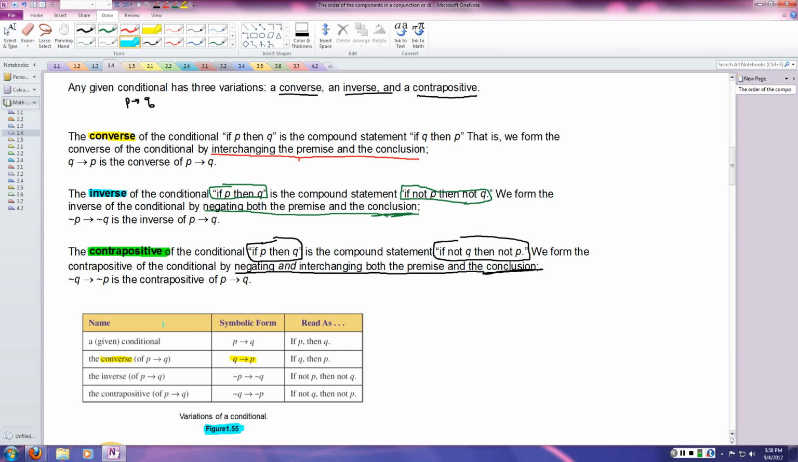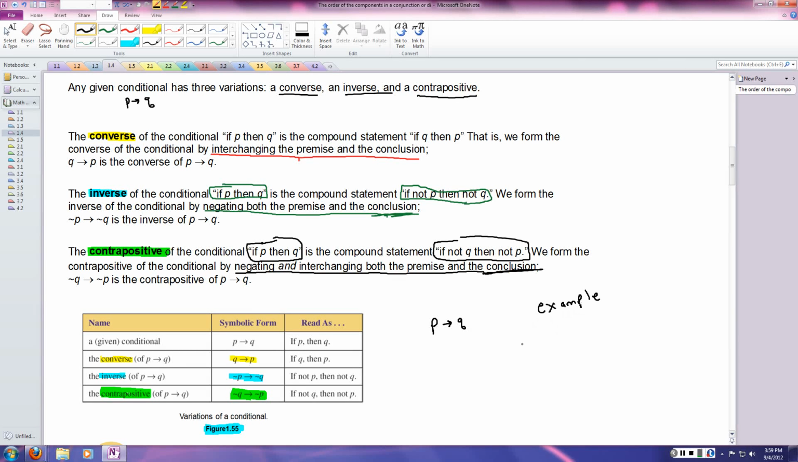The inverse of P implies Q is going to be negating the premise and negating the conclusion. And then the last thing, the contrapositive, both ways are acceptable. You flip and negate the premise and conclusion. So this is important, that when you're given a conditional P implies Q, the inverse, the contrapositive, and the converse are standard like this. But let's look at an example.